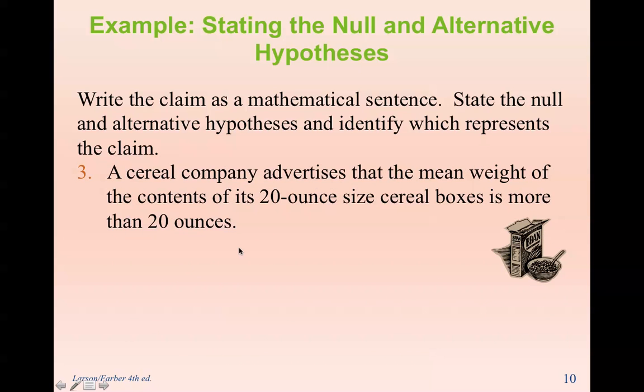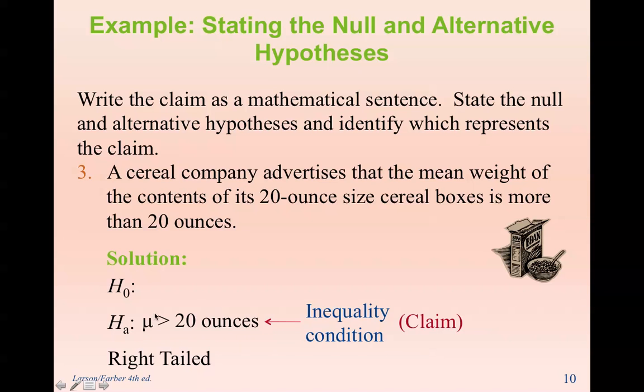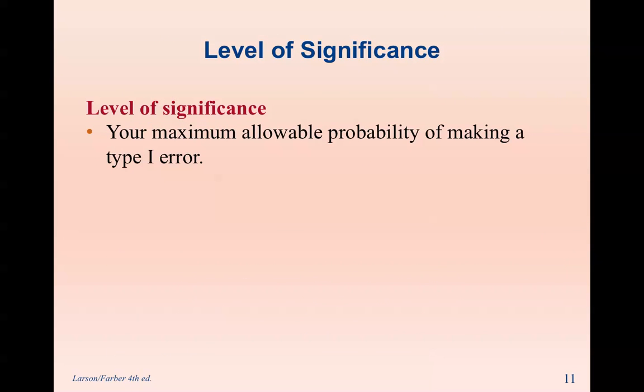Here's another example. A cereal company advertises that the mean weight of the contents of its 20-ounce size cereal boxes is more than 20 ounces. If it's more than, that means it's to the right. That means it's right-tailed. That also means our alternative hypothesis is greater than 20 ounces. That is our claim. If it's greater than, then that leaves us with less than or equal to for our null hypothesis.